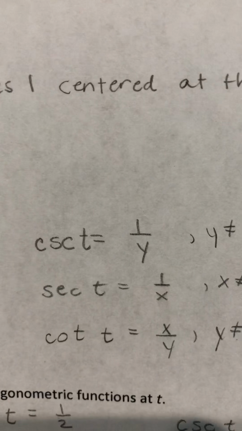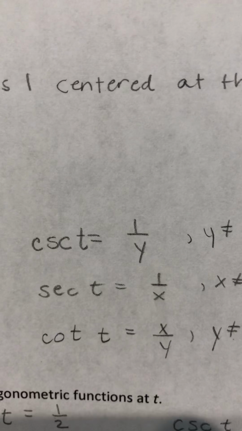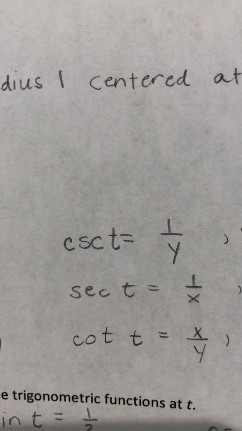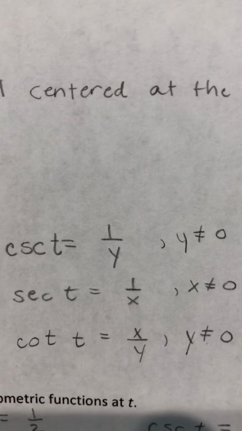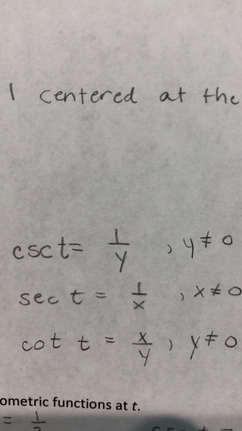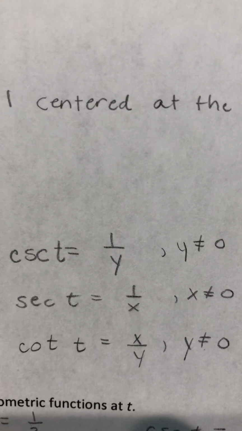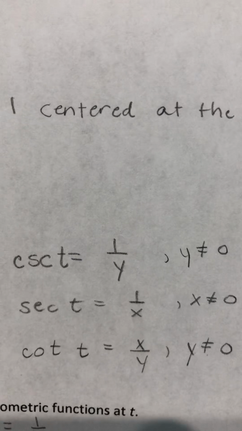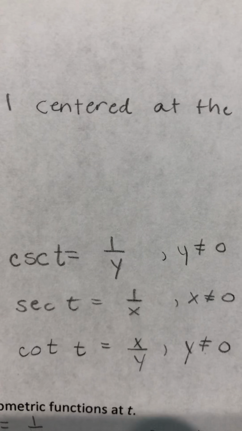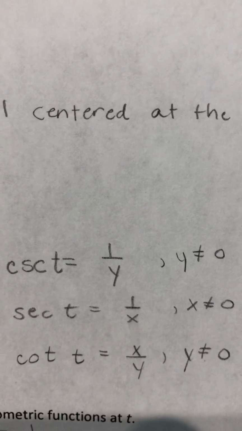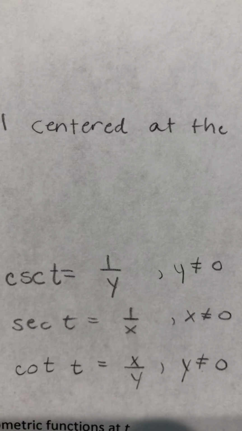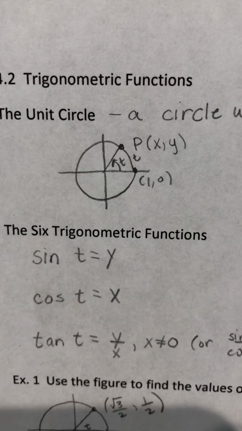Our 3 other trigonometric functions are cosecant, secant, and cotangent. The cosecant is 1 over y, where y is not 0. The secant is 1 over x, where x is not 0. And the cotangent of the turn, t, is x over y, where y is not 0. So really, these 3 trigonometric functions are just reciprocals of the first 3.